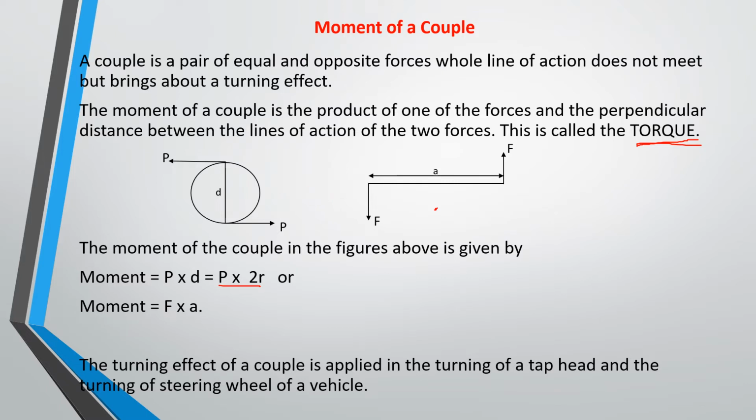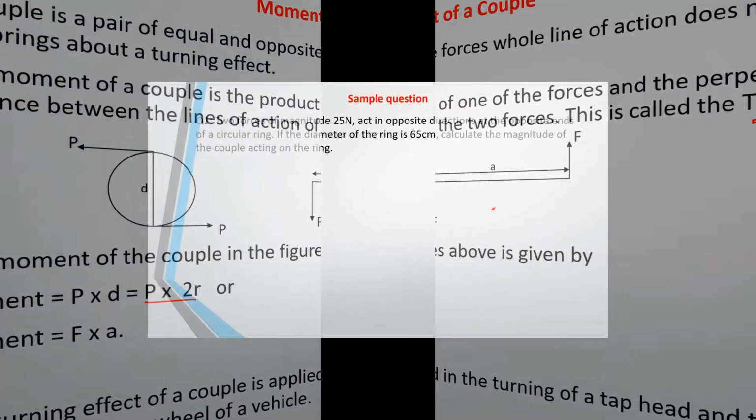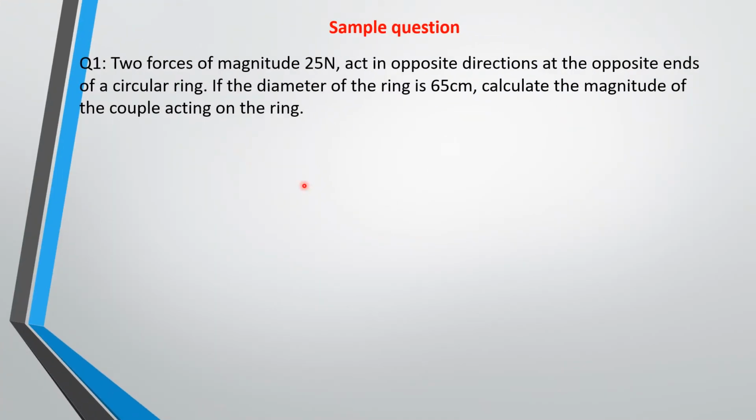Okay, so I hope that one is clear. So this is just a question for your check. The two forces of magnitude 25 Newton act in opposite directions at the opposite ends of a circular ring. If the diameter of the ring is 65 centimeter, calculate the magnitude of the couple acting on the ring.